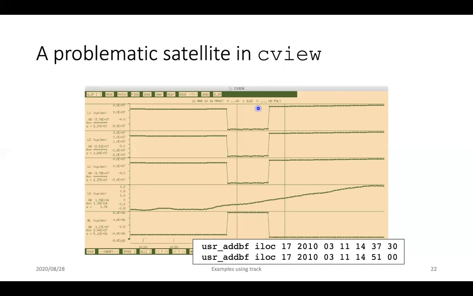So for this site, ILOC, for satellite number 17, at this time and this time here, I identify a user additional bias flag, user add bias flag, for this site and this satellite at this time. And that helps track just to identify where it needs to do some fixing in the data. So it's always fun to play with cview to actually see the phase data that you're using. And sometimes it's actually very helpful for dealing with problems in the processing so that you can potentially add manual flags.